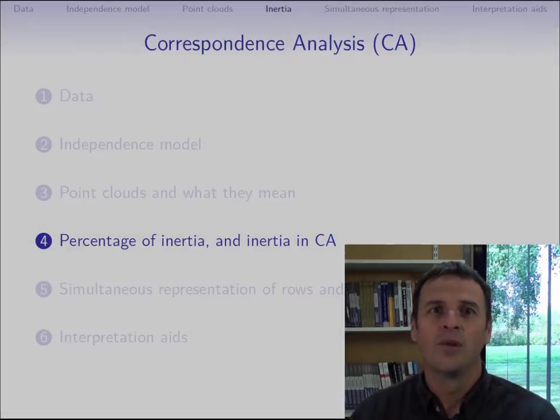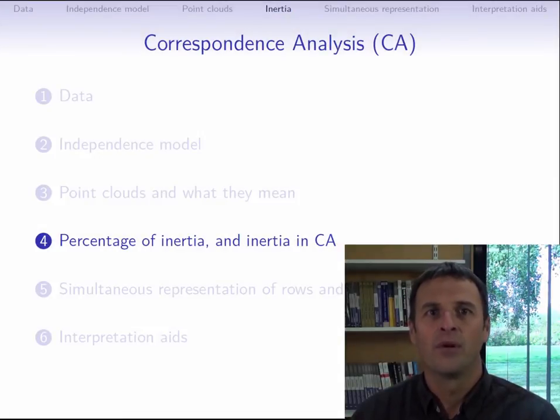We have now seen how to plot point clouds for the rows and point clouds for the columns, and how to project them onto graphical plots. In correspondence analysis, like all principal component methods, the first indices we want to look at are the percentages of inertia. We'll see in this section that in correspondence analysis, the inertia is a rather particular thing.